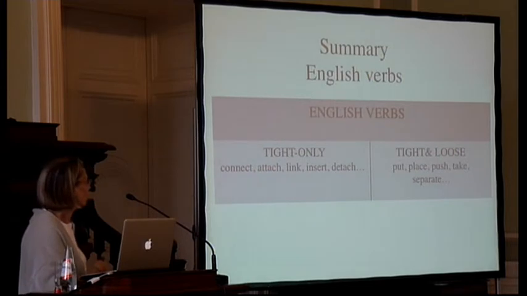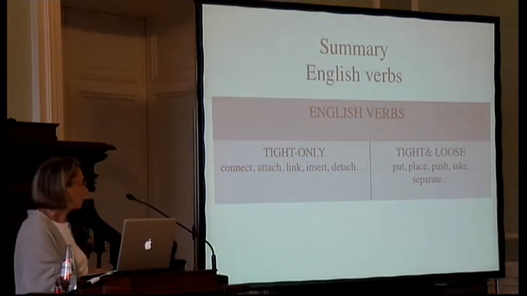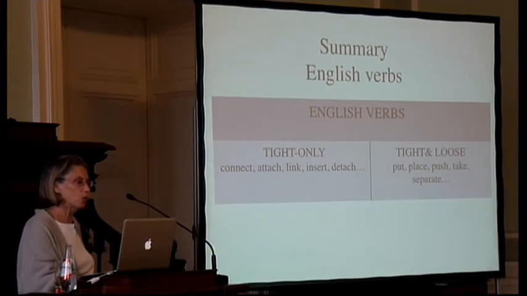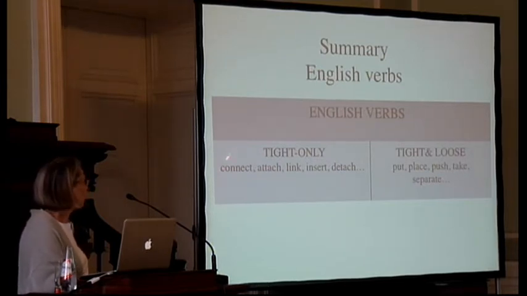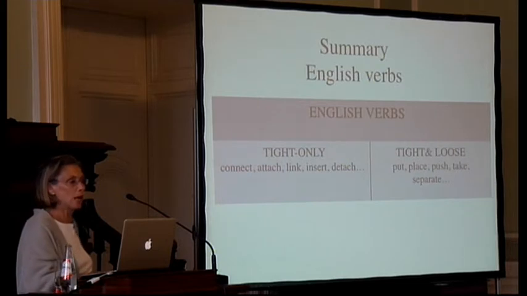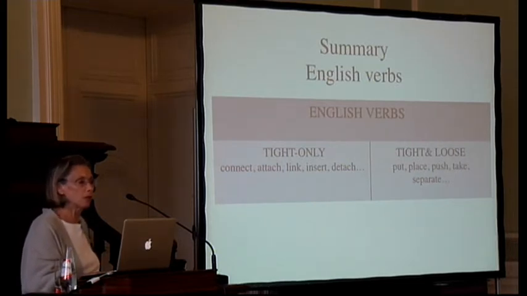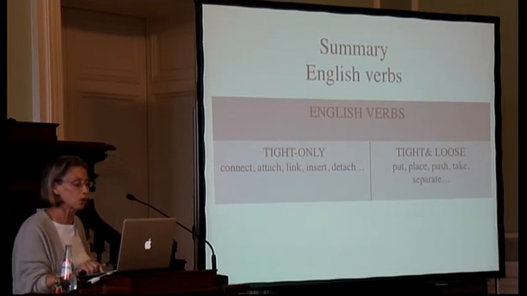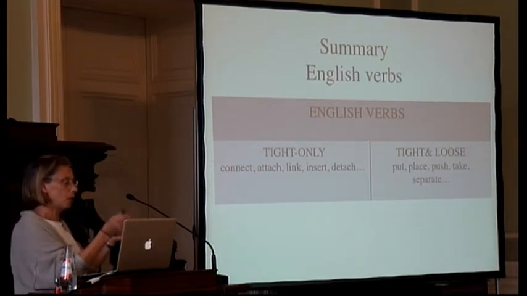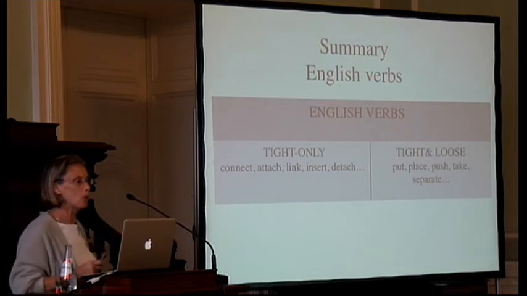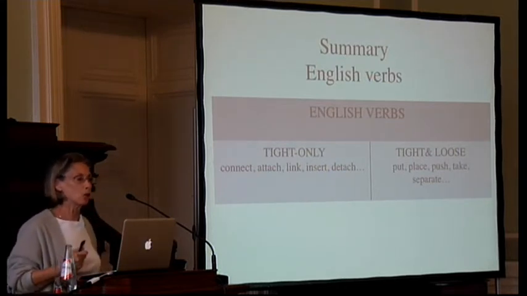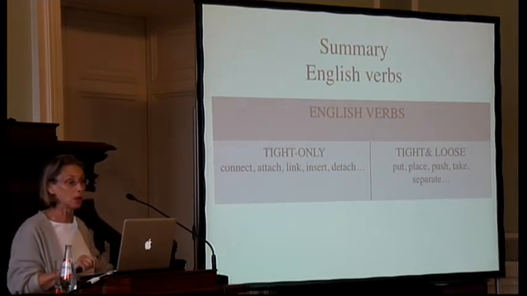To summarize for the verb analysis, we get put, place, push, take, and separate, the general verbs, which can be used for both tight and loose events. But connect, attach, link, insert, and detach are only used for tight fit events by English speakers. Okay? So they are specialized for the tight fit situations. And you can imagine if you were putting a pen into a cup, it would be very odd to say I inserted the pen in the cup, unless it was something that was a tight fit.